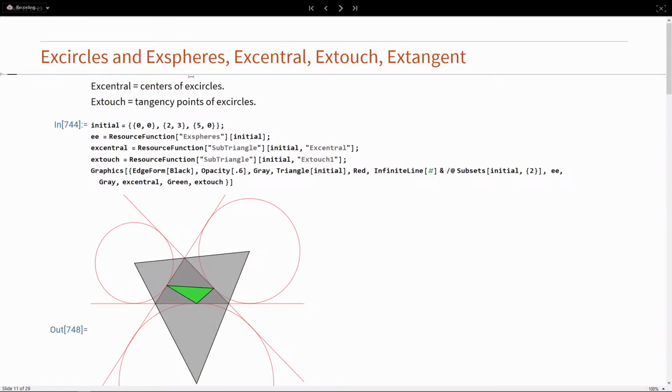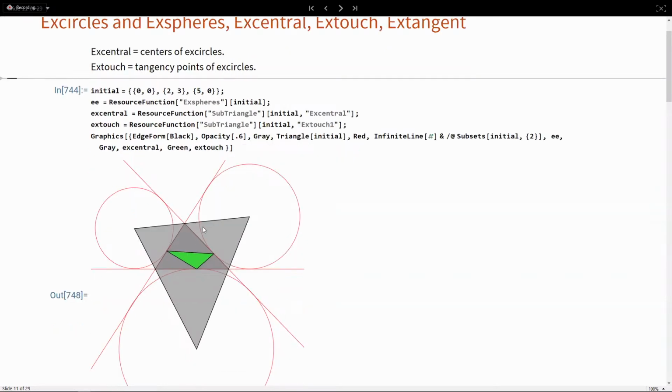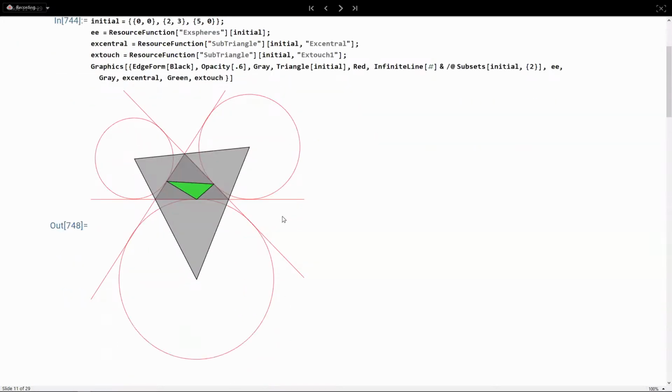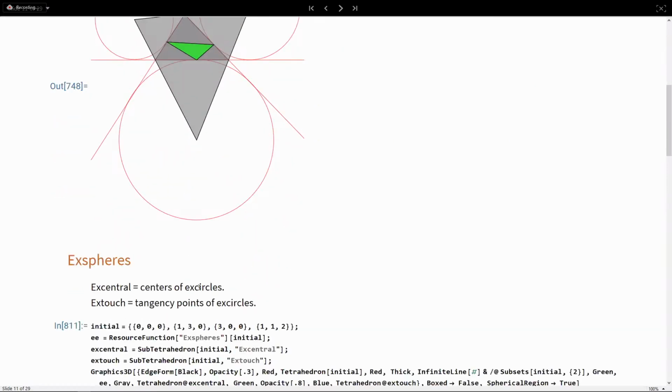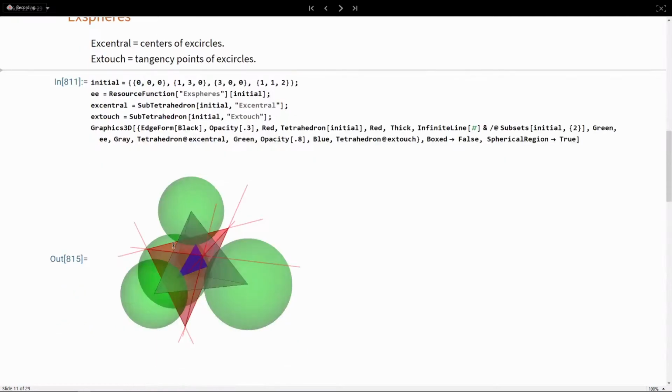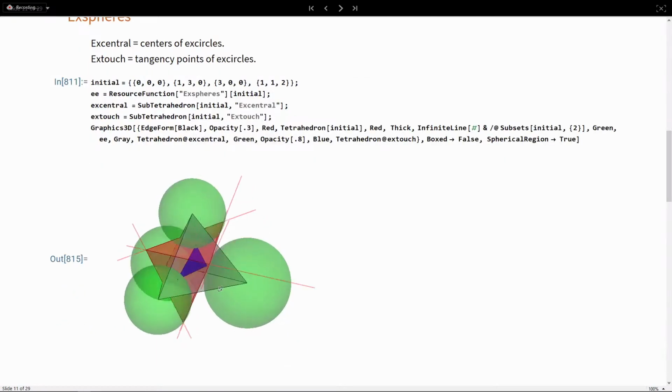Excircles and exspheres lead to a lot. So here we have a triangle in the middle here. That's the original triangle. We can make the excircles, and if we connect up the points, we get the excentral triangle. If we look at the tangency points, we get the extouch triangle in green. We can do the same thing with 3D, but it's a little bit more complicated.